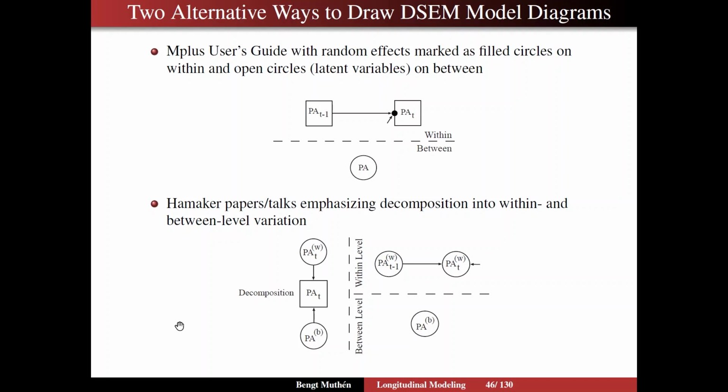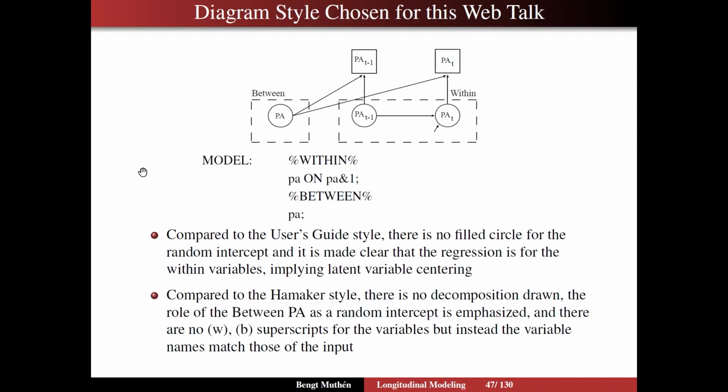So that's a nice way of drawing it as well. Now, the style that I've chosen for this web talk, which I like, is that compared to the user's guide style, there is no filled circle for the random intercept. And instead it is made clear that the regression is for the within variables, implying latent variable centering. So no filled circle. Instead, we have the between part of the model drawn as influencing the observed variables.